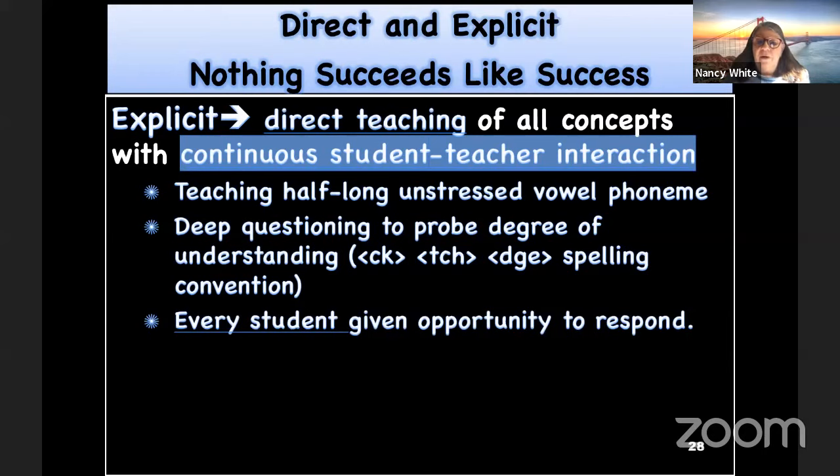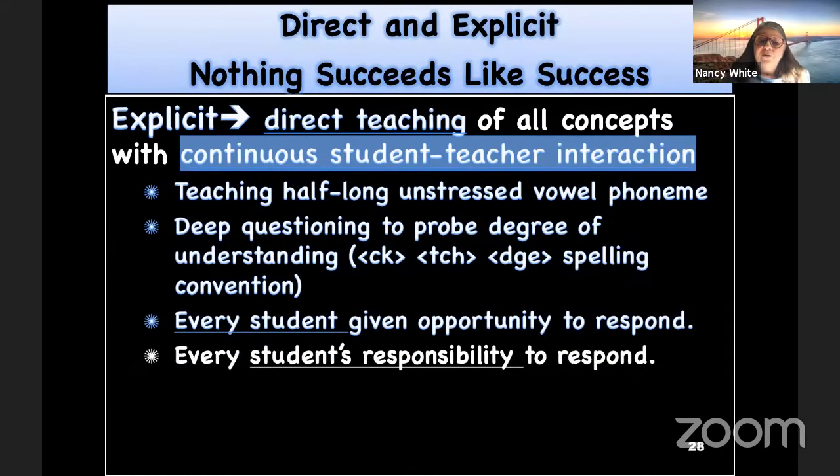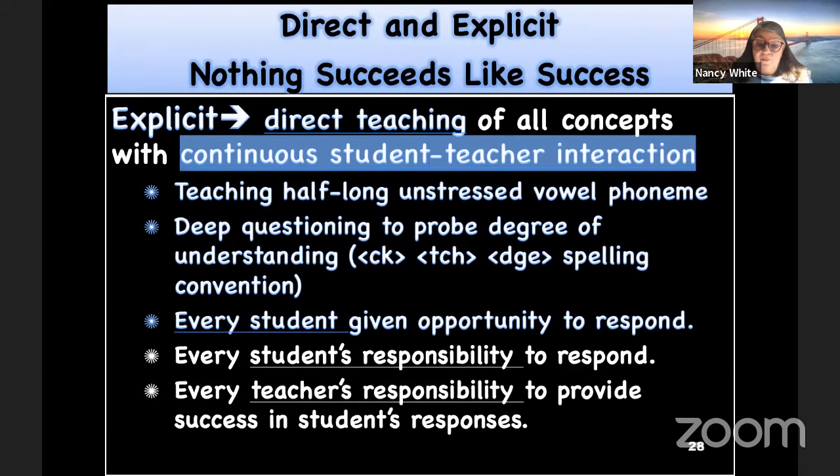Every student is given an opportunity to respond, but every student's responsibility is to respond. And I'm not saying that you would ever embarrass a student. If I ask a question and the student can't answer it, it's my responsibility to provide success in his response. So I need to keep asking him questions until he can respond correctly, and then we move forward. So in the end, he's learned something, and I've learned something about what he knows and what he doesn't know. And he's going to be more confident the next time because he knows what that was.